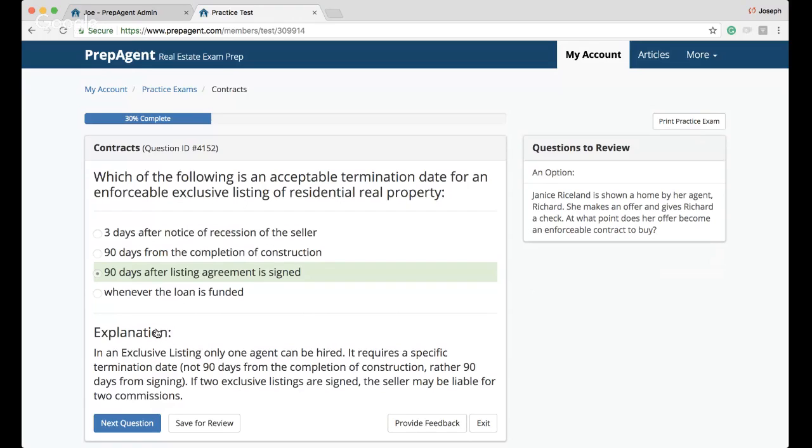With an open listing, it doesn't need a definite termination date. So if somebody's not doing a good job, you could go right to another person the next day. You don't have to wait for any timetable. So an open listing does not need a definite termination date, whereas an exclusive listing does. Important difference I want you guys to know. How am I doing? Doing all right? Okay. Next question.